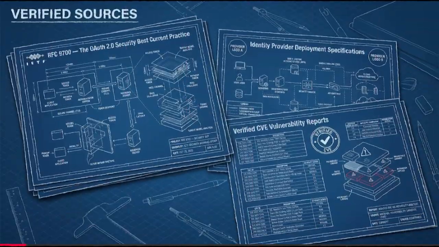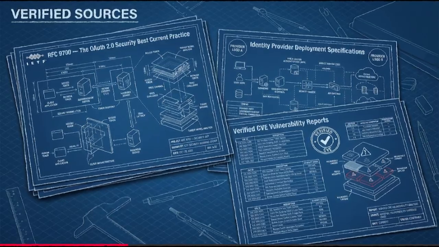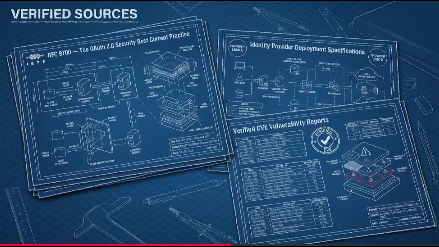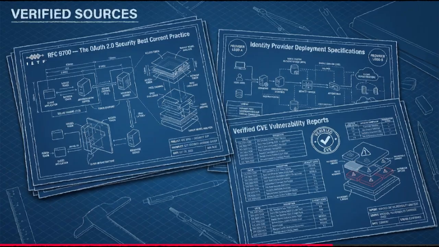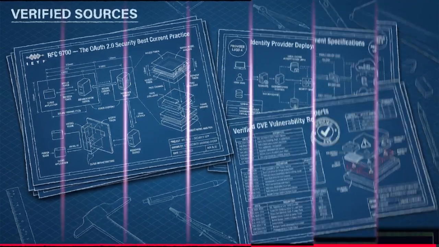And our sources today include the official RFC 9700 documentation, identity provider deployment specifications, and, of course, verified vulnerability reports. We will equip you with the exact architectural shifts required to migrate your delegated authorization infrastructure into a modern, hardened posture. Let's get into it.